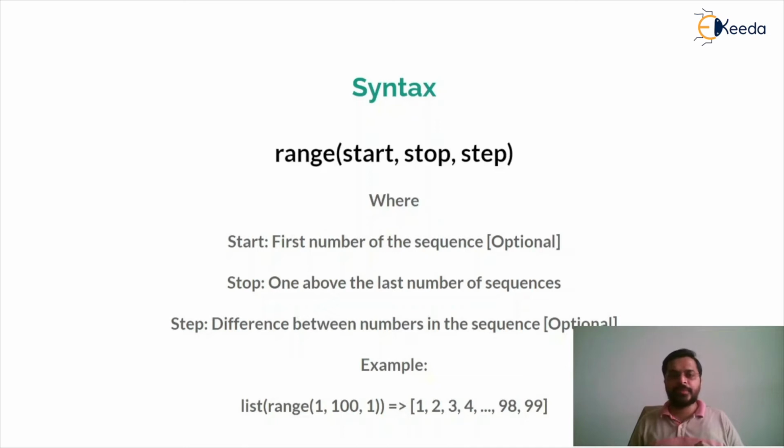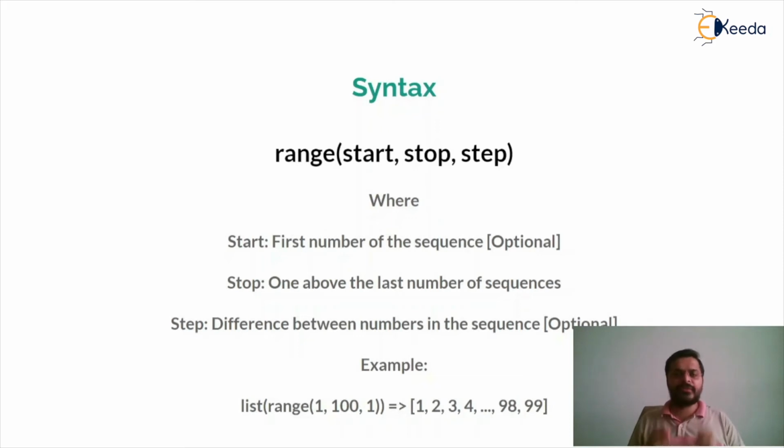Step is the difference between the numbers in the sequence. Basically, in the sequence in which the numbers will be generated, the difference between two consecutive numbers is going to be our step parameter. It is again optional. If we do not provide it, by default, Python will consider it as 1. So for example, if we want to generate a list of numbers from 1 to 99, we can use the range function, which will have 1 as start, 100 as stop, and 1 as step.